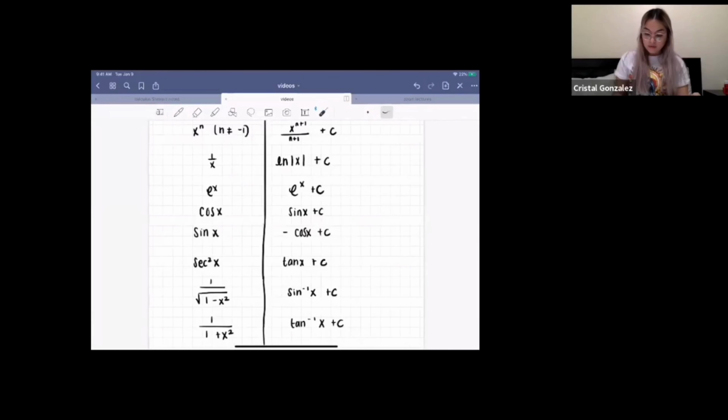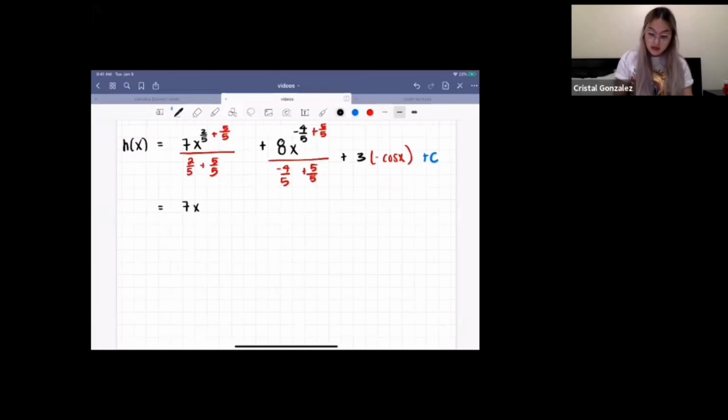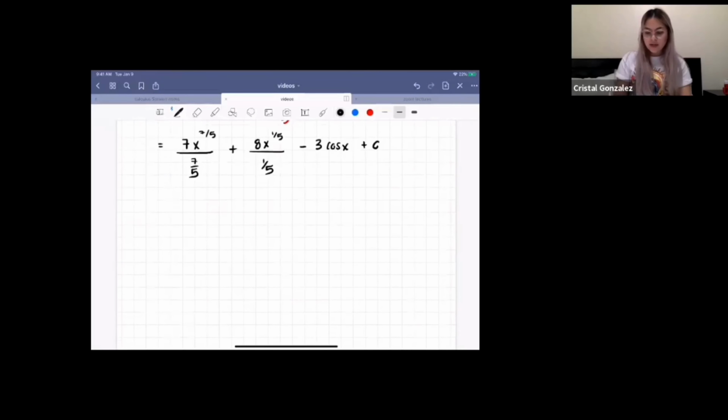Now let's just simplify. Let's write 7x to the, we add the exponents together, we'll get 7 over 5. And then in the denominator, we'll also get 7 over 5, plus 8x to the 1 over 5, easy peasy, and then denominator 1 over 5. Let me just rewrite this so it doesn't look all crazy: negative 3 cosine x plus c. Beautiful. And now I don't want to see a fraction over a fraction because that's ugly. So I'm going to go ahead and flip this over so that it looks nicer.